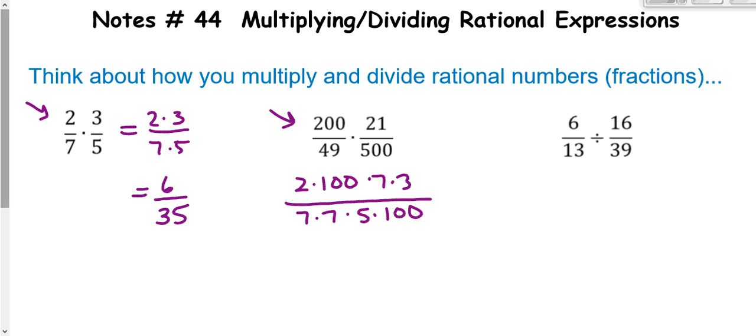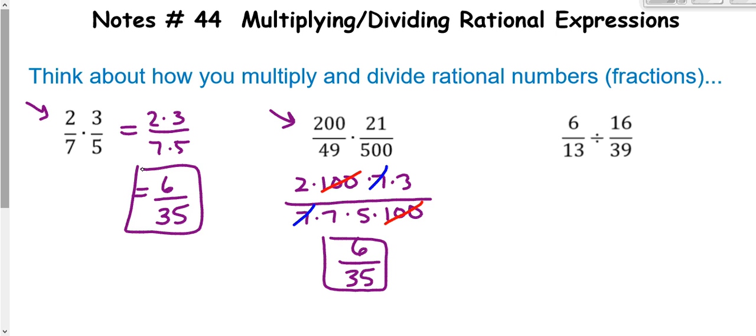So from here, we could cancel the 100s, and we could cancel one of the 7s on the bottom with the 7 on the top, and then when you're finished reducing, you can multiply what you have left, and we have 6/35. Okay, now how about dividing?